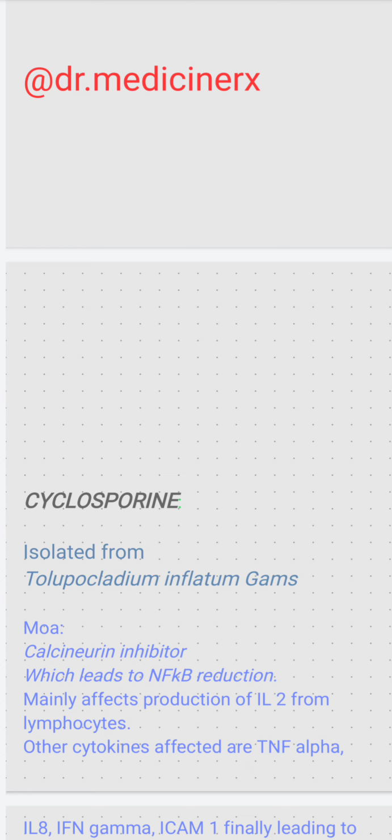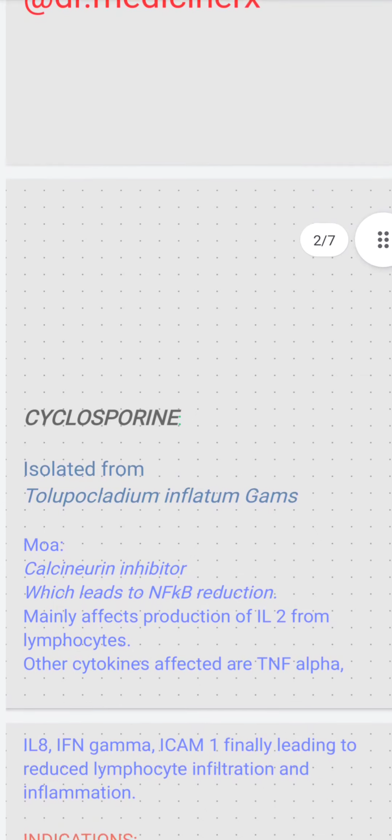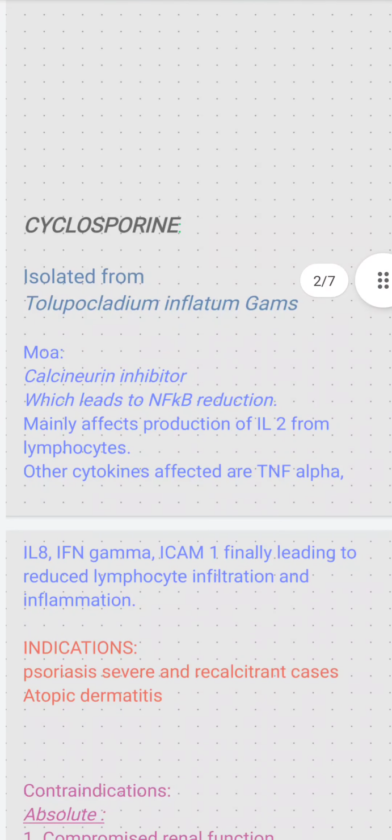Its mechanism of action is that it is mainly a calcineurin inhibitor, which works by inhibiting mainly IL-2 production by lymphocytes. This IL-2 is an inflammatory cytokine. It is a recruitory cytokine, and there is also inhibition of the intracellular enzyme calcineurin by a complex found between cyclosporine and cyclophilin, which results in further reduction of NFKB, and as a result multiple cytokines such as IL-2, TNF alpha, IL-8, interferon gamma, and adhesion molecules such as ICAM1 are all reduced, finally leading to decreased lymphocytic infiltration, inflammation, and recruitment.